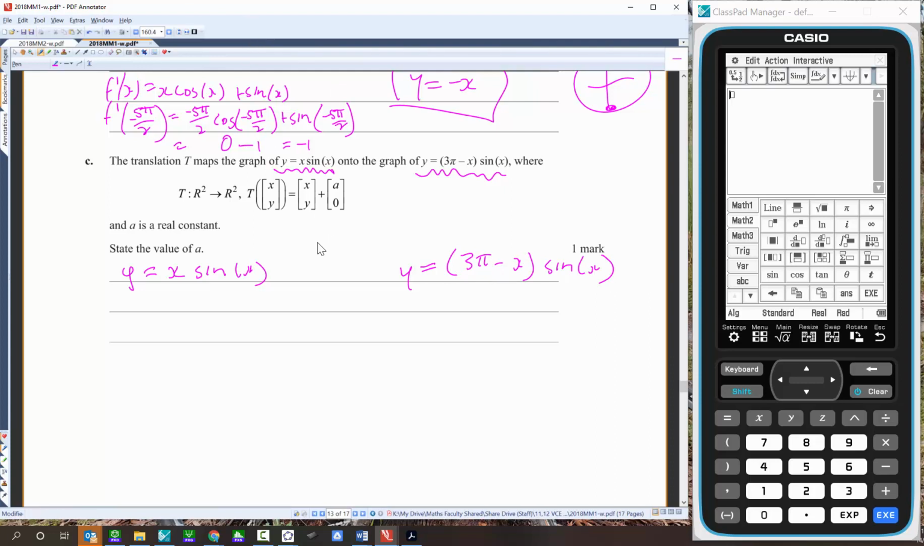And I've got to do a translation. So interesting. This is a bit different from all of the mapping questions that we've seen. So yeah, let's work it out.